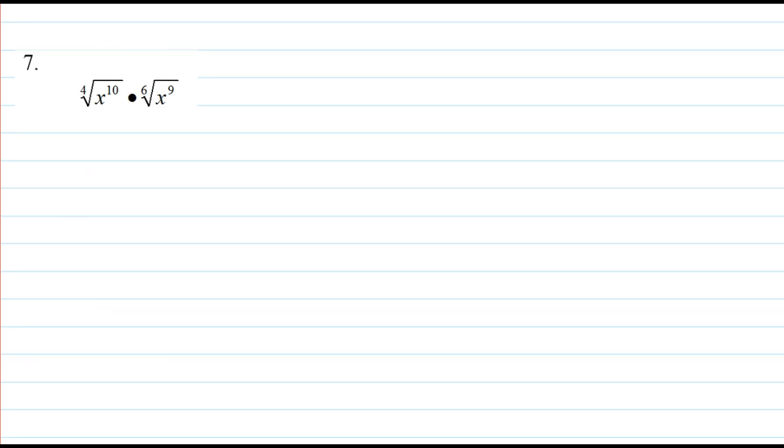Alright, so as you look at number 7, first thing you want to notice is that the 4 and 6, they have a different index, so you can't combine this x to the 10th and x to the 9th at all. And so for this one, it's going to be better to write with the rational exponents. So x to the 10/4 times x to the 9/6.